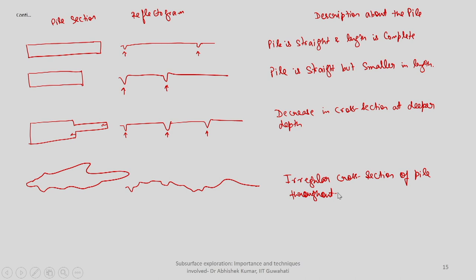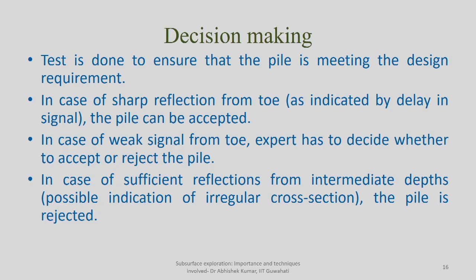So, that is how, based on your reflectometer, you can get an idea about whether the pile is straight, whether the pile has an increase in the cross section, a decrease in the cross section, or whether the end of the pile is fixed or free. So, for decision making, the test is done to ensure that the pile is meeting the design requirements, that is the cross section of the pile, the length of the pile, the impedance contrast. In case of sharp reflection from the toe, as indicated by delay in signal, the pile can be considered as accepted. In case of weak signal, because weak signal may be because of concrete quality also, the expert has to decide, depending upon how weak the signal is, whether to accept or reject a pile.